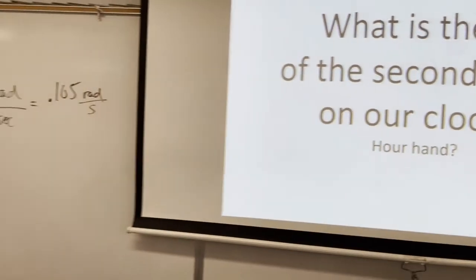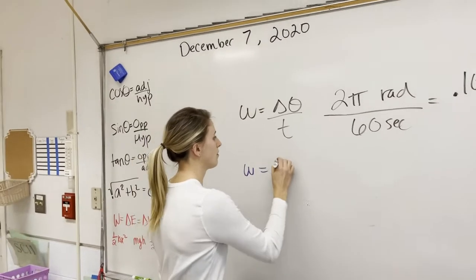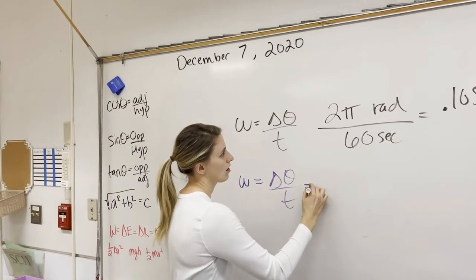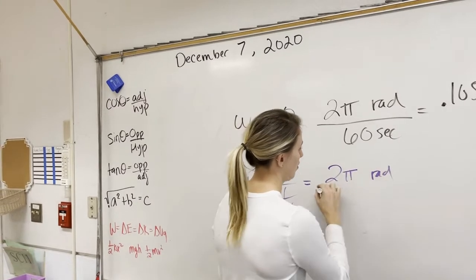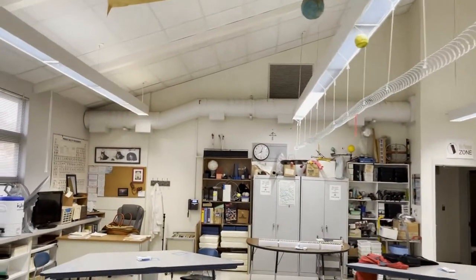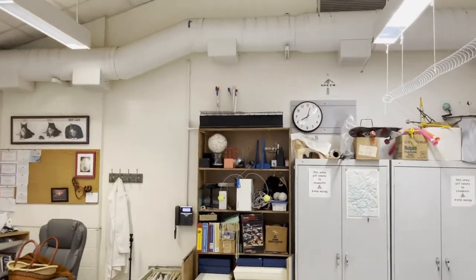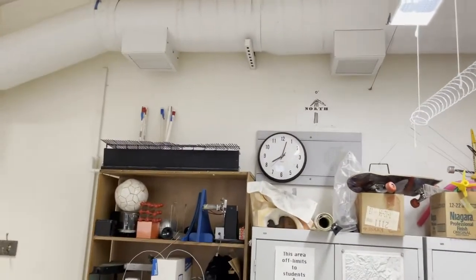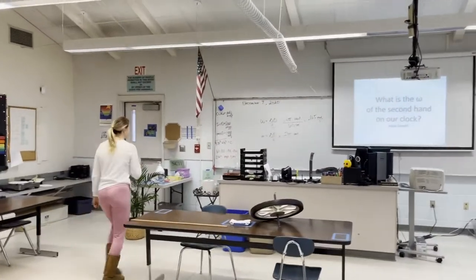What's going to be different about it? It's going to go slower. So again, same thing. For the hour hand to go around, the angle is going to be 2 pi. If the minute hand goes around once, it's an hour. But if the hour hand goes around once, that's 12 hours.